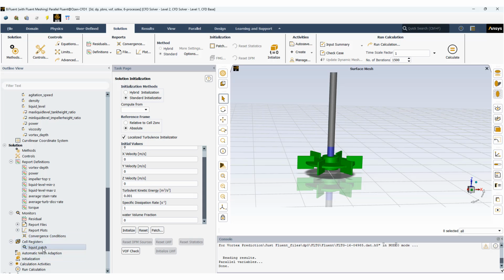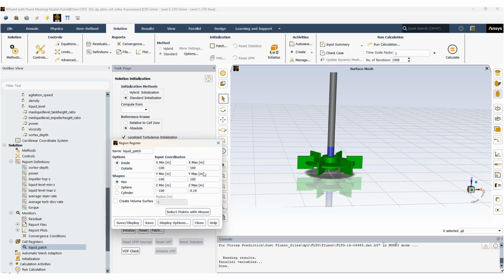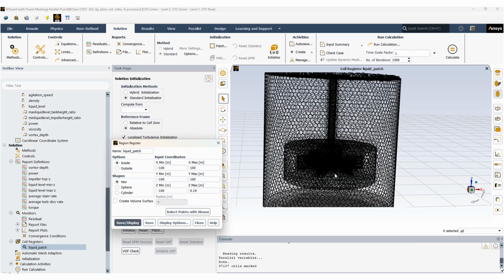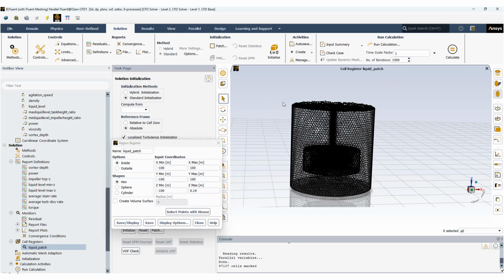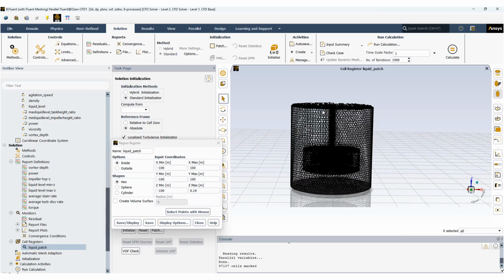It is named liquid patch here, so we put high numbers just to indicate that the X minimum, X maximum, Y minimum, Y maximum are covered for the entire domain, including the Z minimum. But the Z maximum is defined as the height of the fluid, 0.19 meter. If I display the corresponding volume, that's the corresponding register, and this portion will be water and the rest will be air just before the simulation.